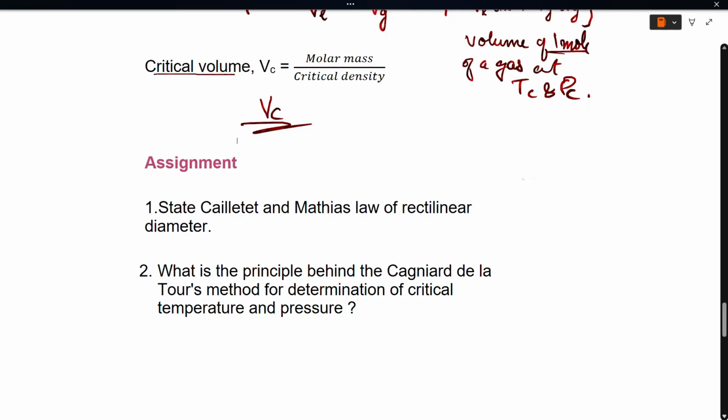Okay. Next is an assignment for the next class. First question is, state Cailletet and Mathias law of rectilinear diameters, which is the principle for the above said method for determining critical volume. And second question is, what is the principle behind the Cagniard de la Tour method for determination of critical temperature and pressure? They are measured simultaneously.